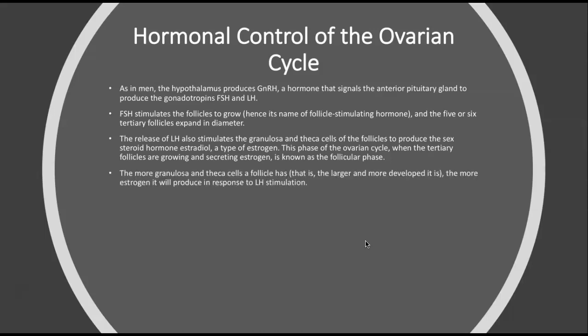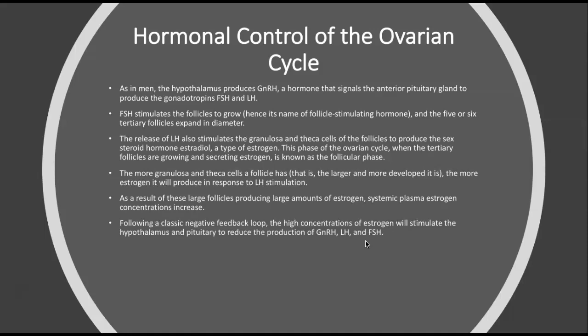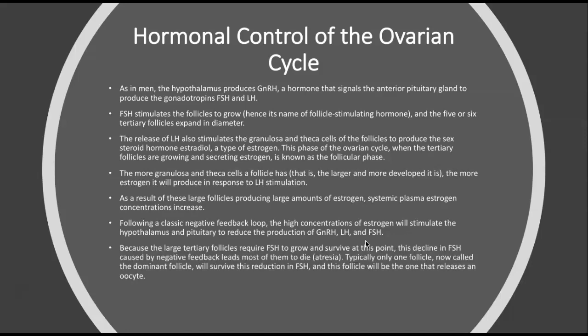The more granulosa and thecal cells that a follicle has, the larger and more developed it will be, and the more estrogen it will produce in response to luteinizing hormone. As a result of those large follicles producing large amounts of estrogen, you get systemic plasma estrogen concentrations increasing. So you're just building up a lot of this estrogen, which follows this classic negative feedback loop, where high concentrations of estrogen stimulate your hypothalamus and pituitary to stop producing the GnRH, luteinizing hormone, and follicle stimulating hormone, because we've got a lot of estrogen.